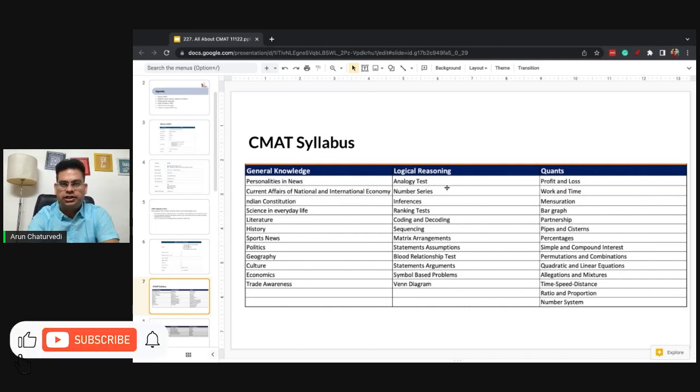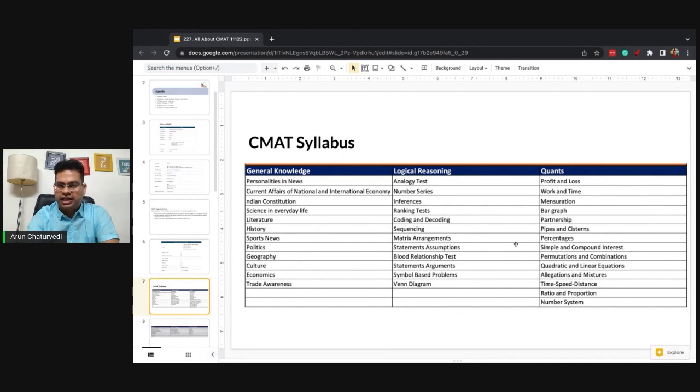In logical reasoning and logic test, number series, these two areas have most of the questions, followed by arrangements, Venn diagram. In quants, arithmetic, algebra, and numbers are three areas which have the maximum questions. Unlike CAT, geometry is not an important segment here. In CAT, as you know, most of the questions come from geometry, but here you will not find too many questions from geometry. But arithmetic, algebra, and numbers are three important areas from which you should expect more questions.